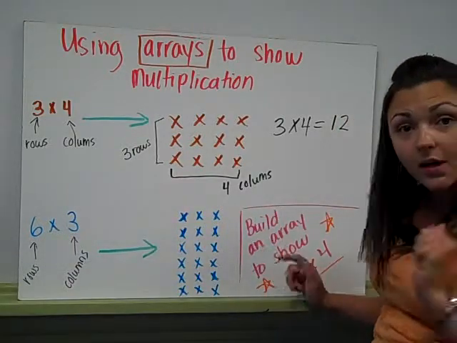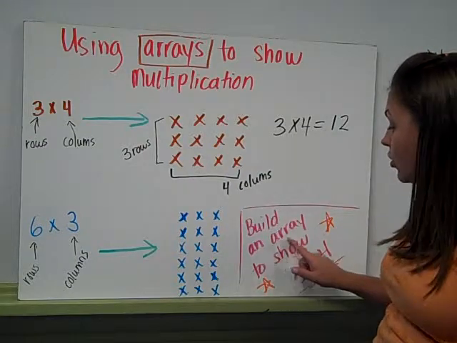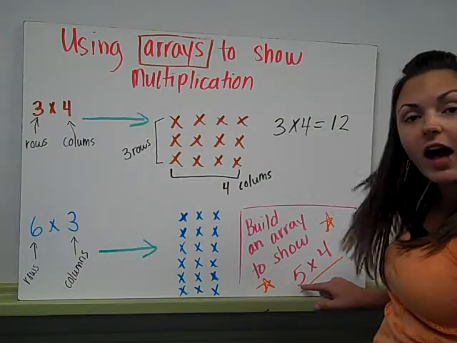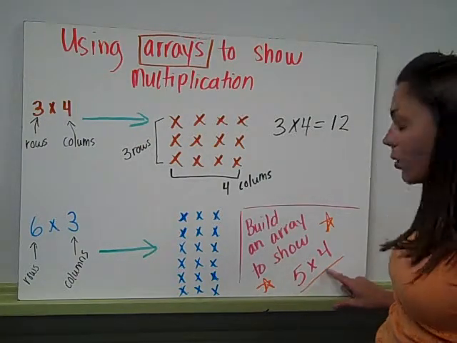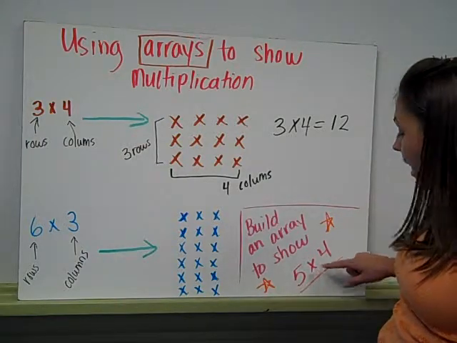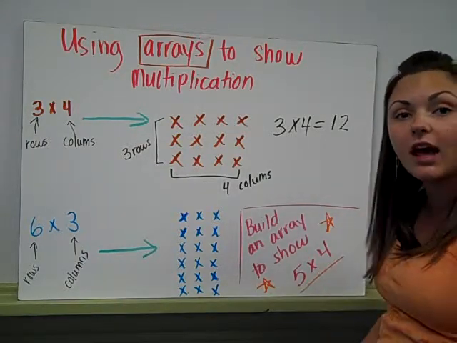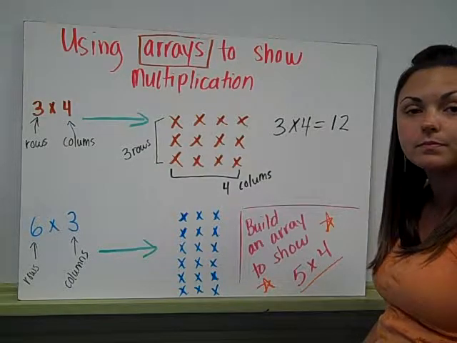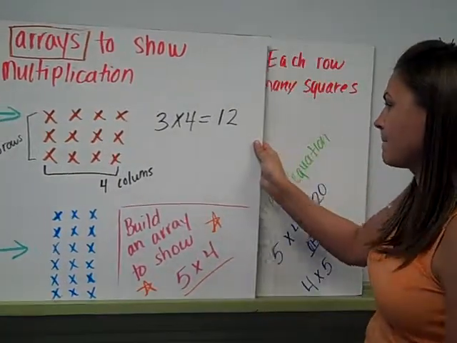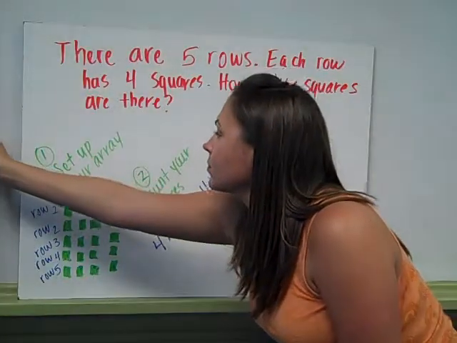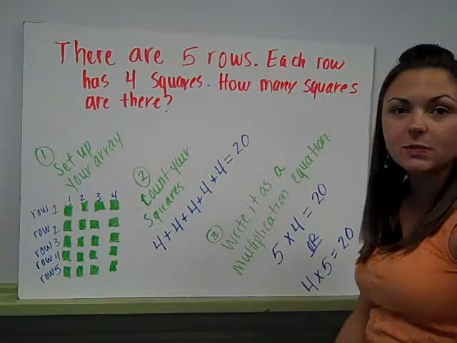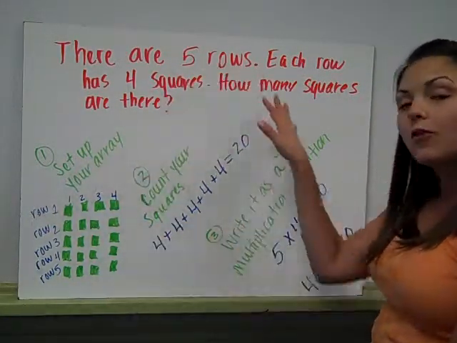I want you to stop the video and I want you to build an array to show 5 times 4. Now remember, it doesn't matter if 5 is your columns or your rows or if 4 is your columns or your rows, as long as you have represented 5 by 4. Pause the video now to build your array. Okay, after you've paused, taken a second to build your array for 5 times 4, focus back up here.